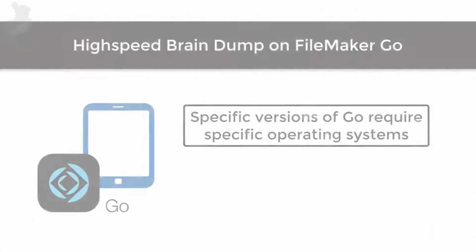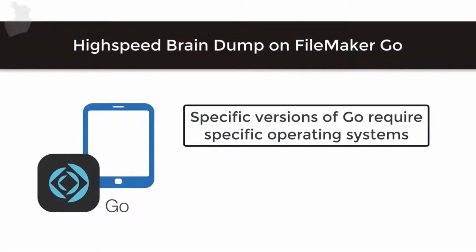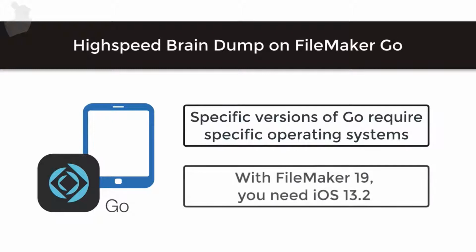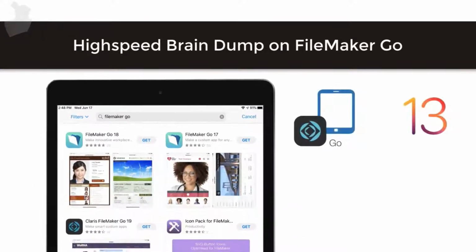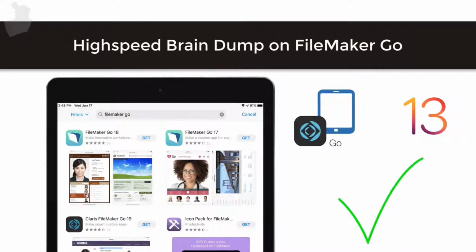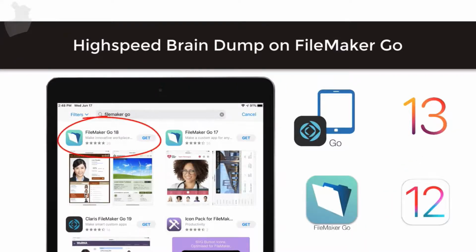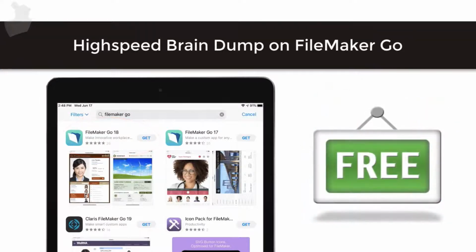And of course, this brings up an important point, and that is that Claris only supports certain versions of operating systems with FileMaker Go. So with the latest release, you have to use the minimum version of the operating system. So if you have an iPhone or iPad that runs at least this latest operating system, you're in great shape. Now keep in mind, if you have an older iOS device, well, frequently you can still go to Apple's App Store and find a compatible version of FileMaker Go that you can install on this device. Once again, this is totally free.